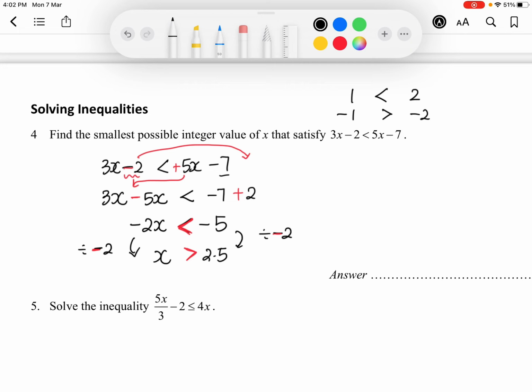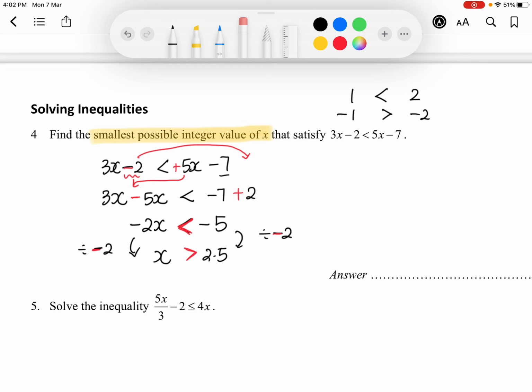Okay. Question, is this my answer? So usually we say solve the inequality, this is the answer, right? But read the question. They say find the smallest possible integer value x that satisfy this inequality. They are not asking me to simply solve for the inequality. So in this case, this is not the answer.